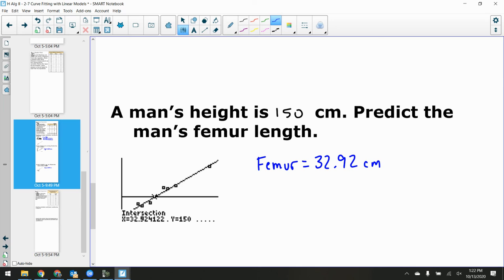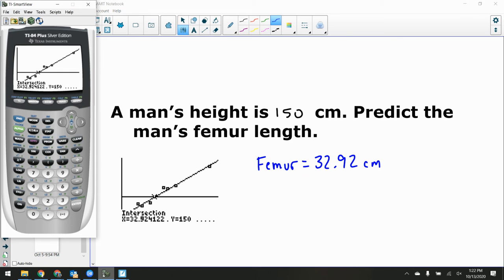People, again, to find the x value given a y value, see Jack here. You got to put the 150 as one of your y equals, and then find the intersection point. That's where you plug in a y value into your y equals.